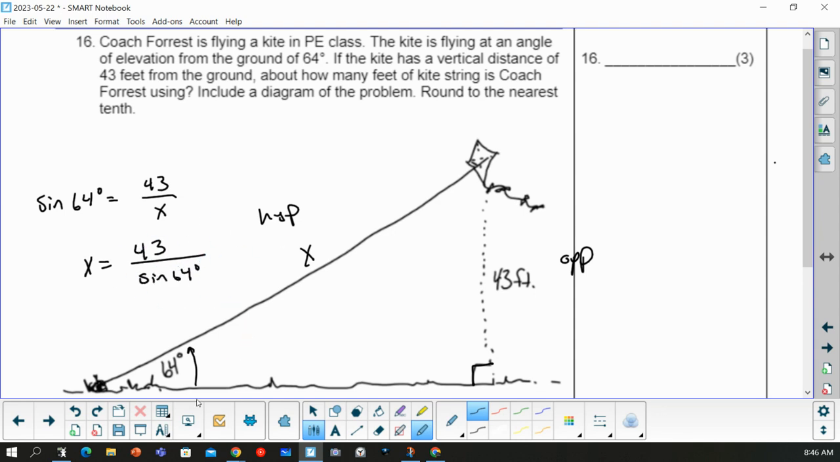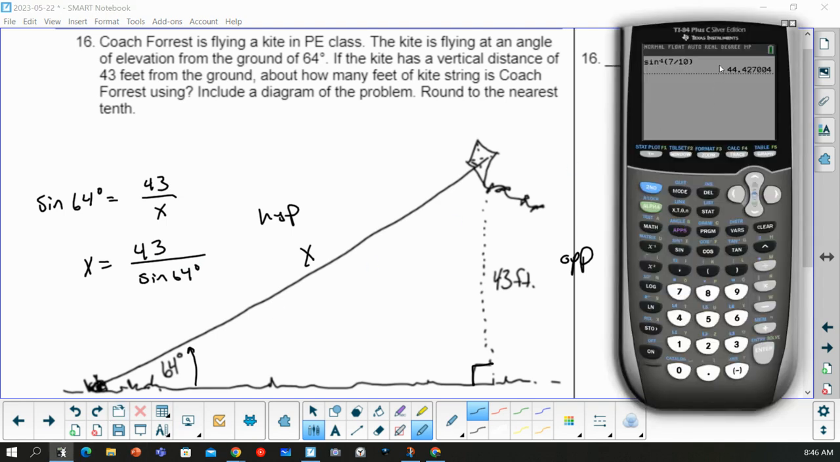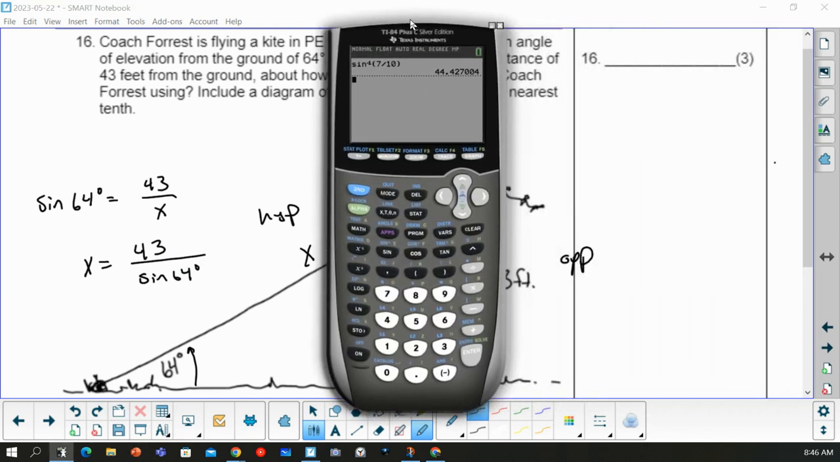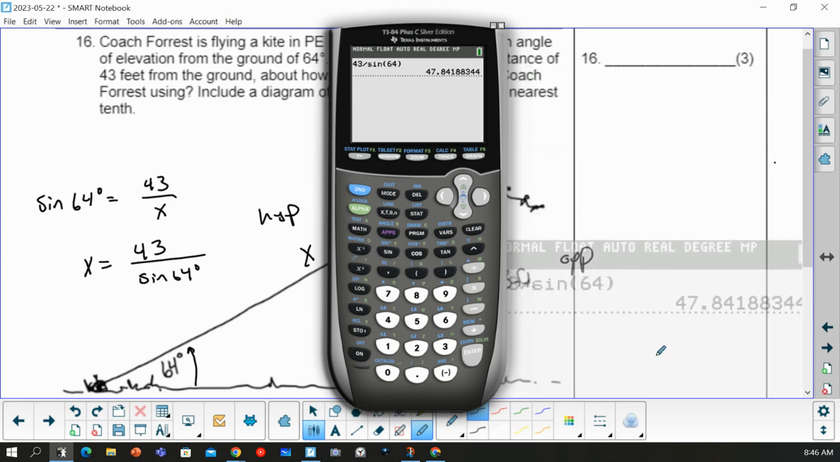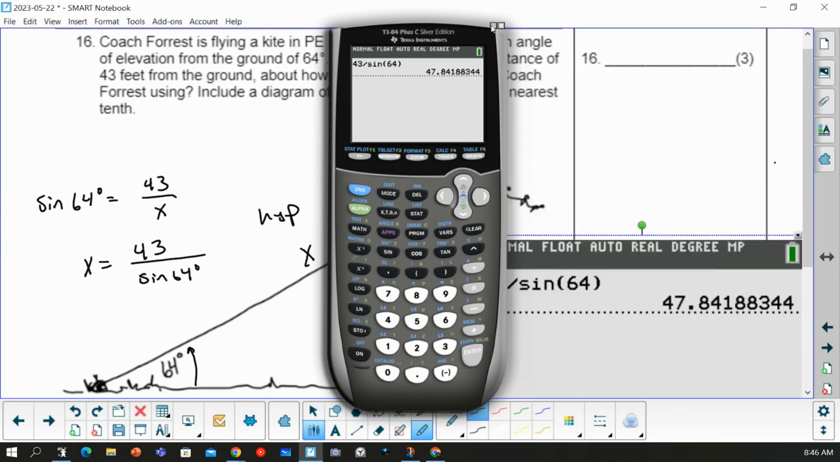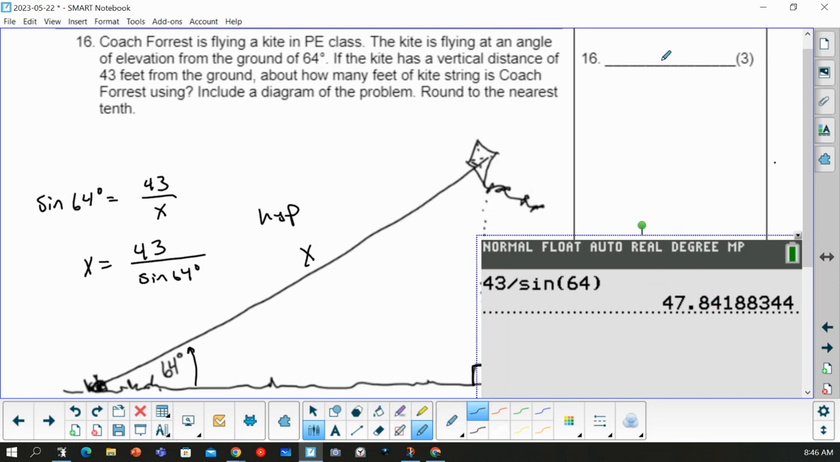So this is what I'm plugging into my calculator. And let's move my calculator over this way a little bit. 43 divided by sine of 64. So 43 divided by sine 64 degrees equals, and we end up with 47.84. That 4 means the 8 stays the same, so 47.8.